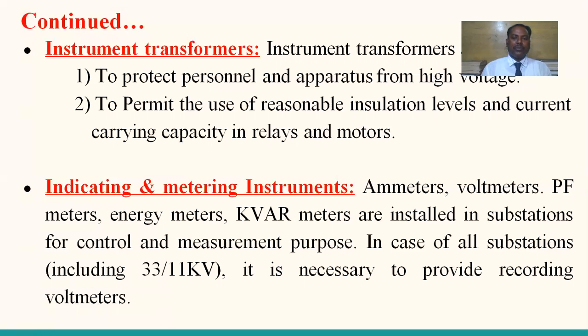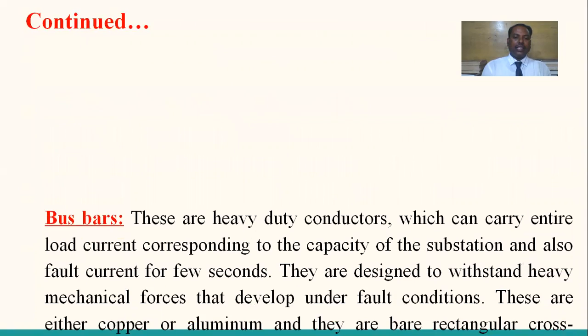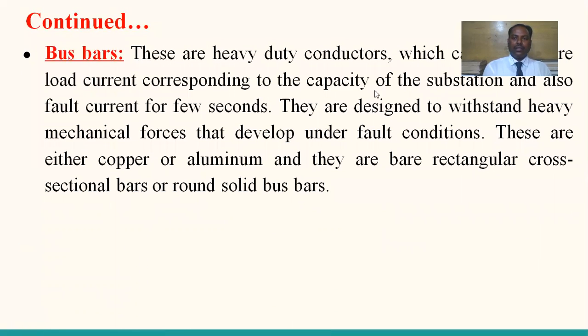Some indicating instruments, some recording instruments, all types of instruments are purchased and installed in the substation control room to record the status of the substation functioning. So ammeters, voltmeters, power factor meters, energy meters, KVR meters are installed in the substation for control and measurement purposes. In case of all substations, including 33/11 kV, it is necessary to provide recording voltmeters so that the voltage profile of the substation can be known. Yes. So this is about the indicating and measuring instruments. And then the next one, this is the most important one, bus bar.